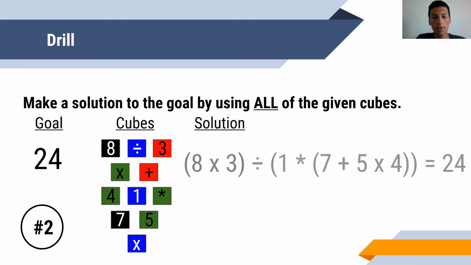Okay, the solution for this one is, in parentheses, 8 times 3 divided by, in parentheses, 1 to the power of, in parentheses, 7 plus 5 times 4. 1 to the power of any positive integer is 1. 24 divided by 1 is 24, and that fits the goal.